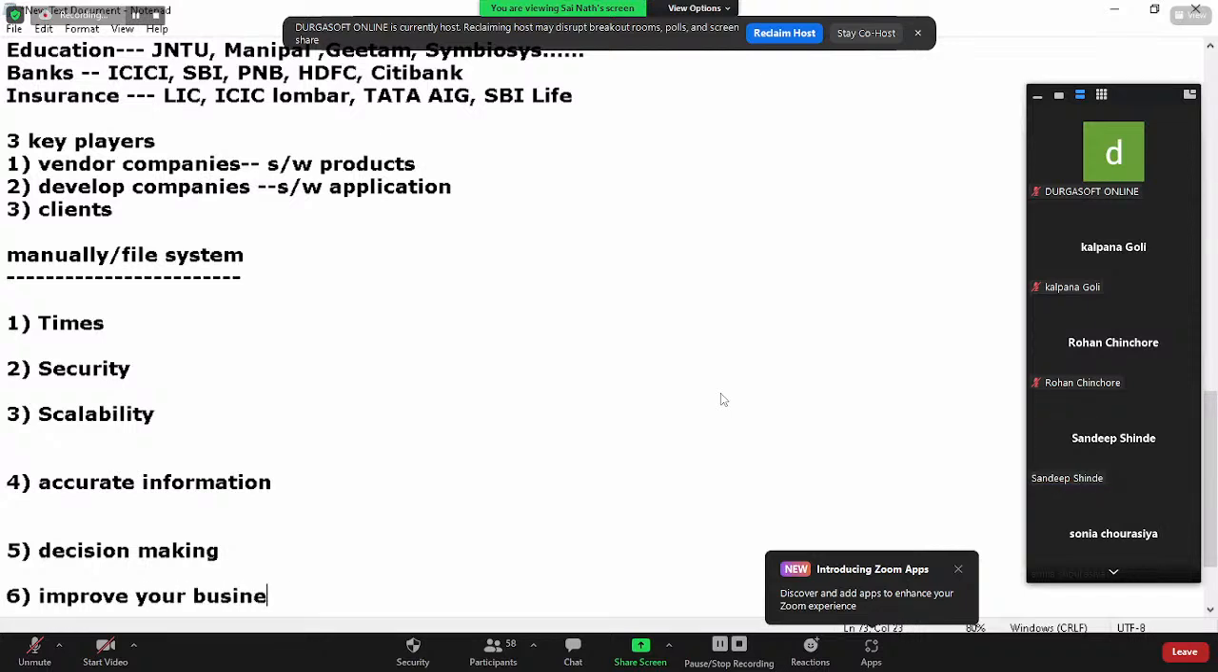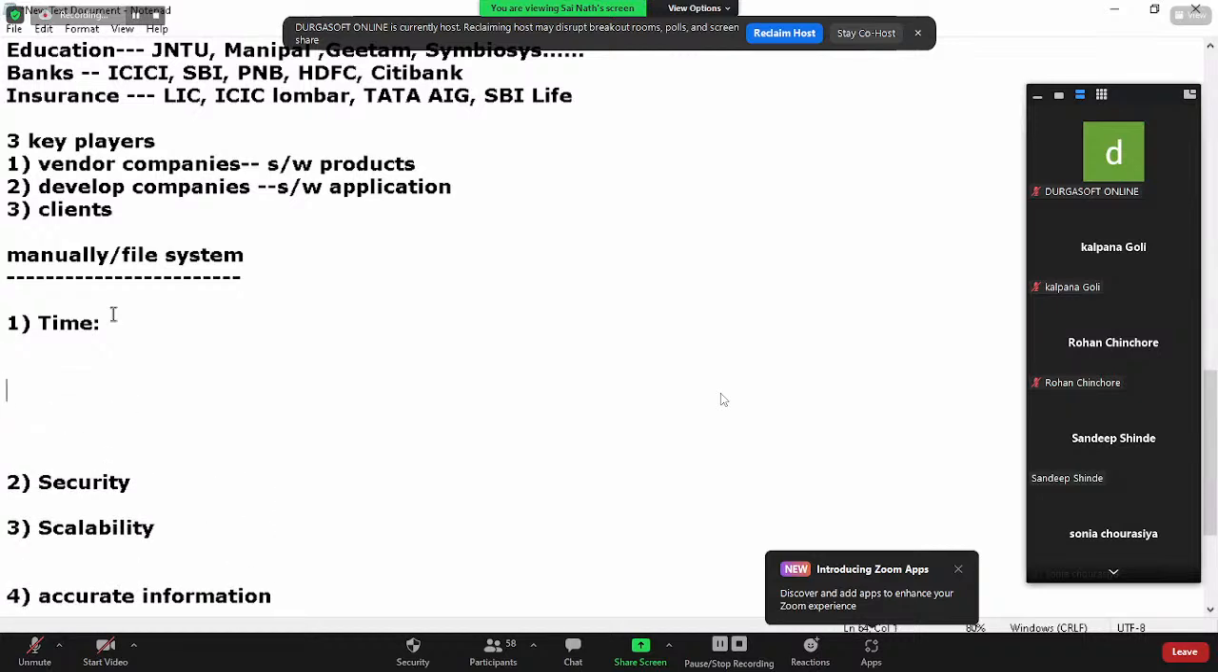These are the major advantages of using what? Software applications. I hope all of you understand this point. How many advantages? Six advantages. What is the first advantage? Time saving. For your better understanding, I'm giving a simple example of how time will be saved.